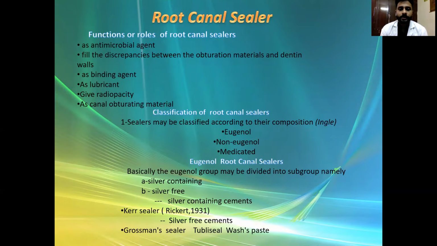So the root canal sealers are classified according to their composition by Engel. They are classified into eugenol, non-eugenol, and medicated. Under eugenol root canal sealers, we have silver containing, silver free, and Kerr sealer given by Rickert in 1931, and Grossman sealers.